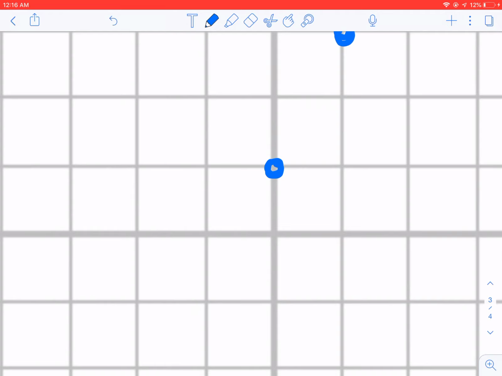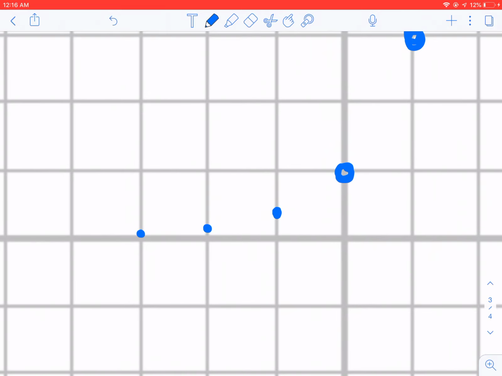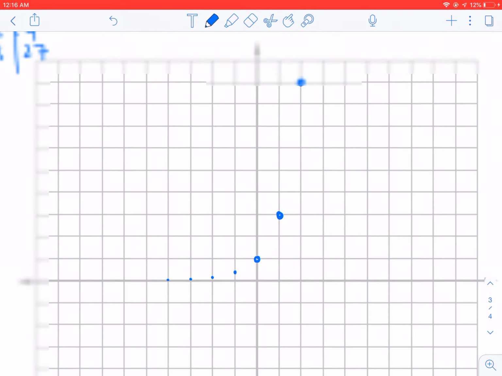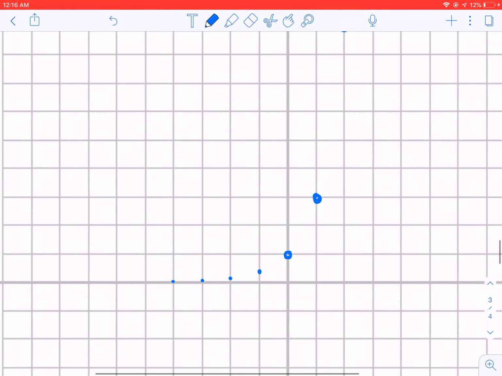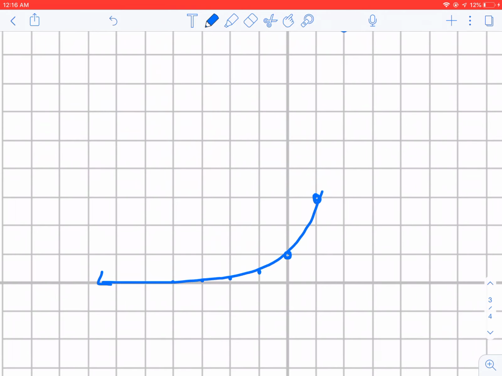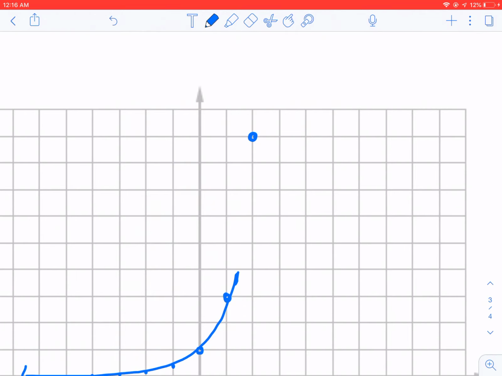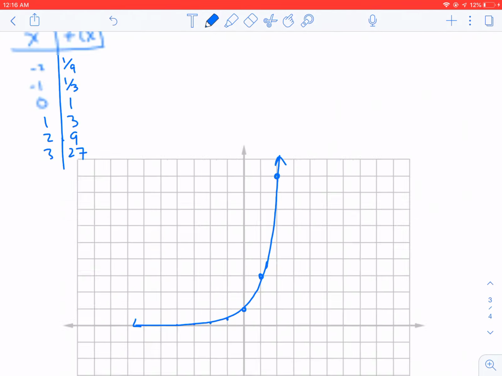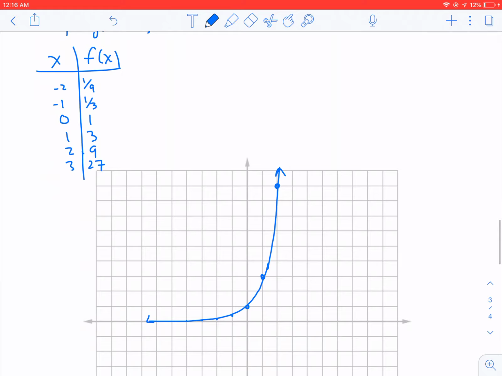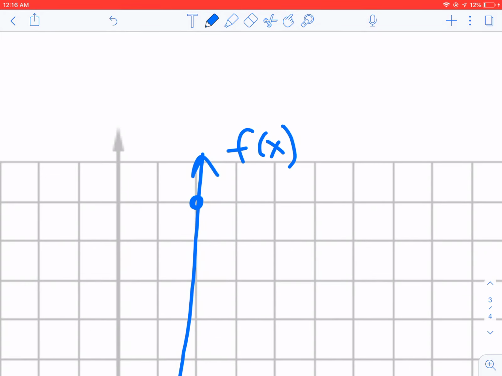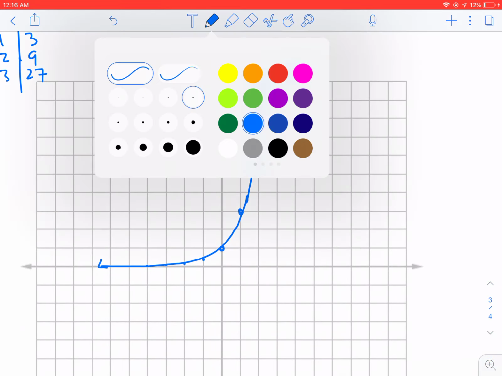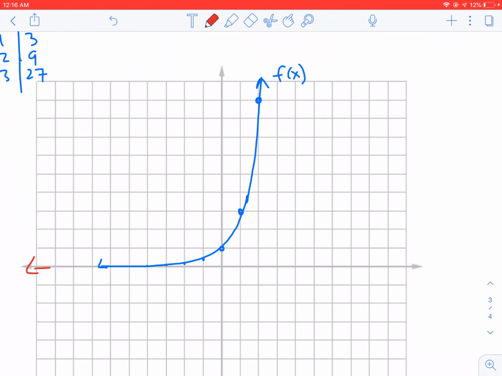Then it's a third, then it's a ninth, then it's a 27th, 81st, right? We get really close to the x-axis really quickly, but make sure you never pass the x-axis. That is important. And that is f of x. So let me draw in the asymptote.